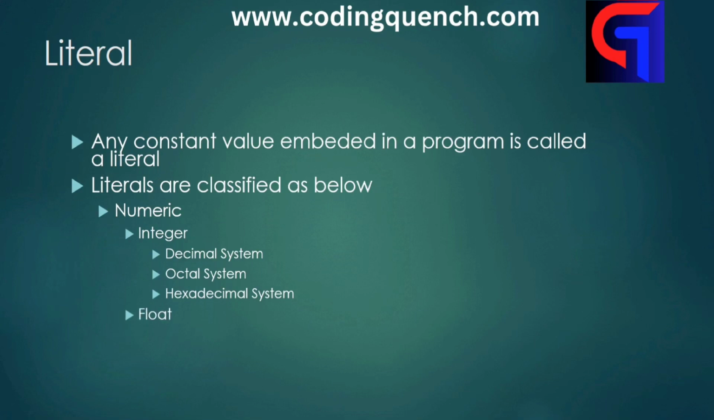Next one is float. What is float? Float means fractional numbers. We cannot represent fractions directly in C. 3 by 4, you cannot write like this. But the value 3 by 4 means 0.75. That can be taken as float. Non-numeric means characters. What is that first? Character. Second one is string. We'll discuss all these things in detail.